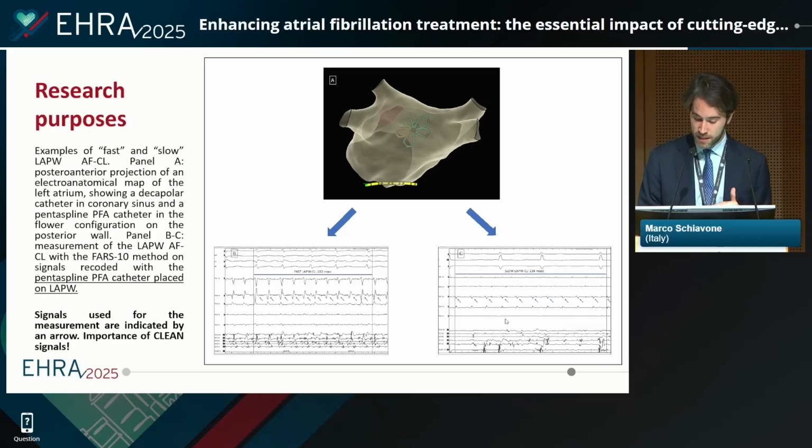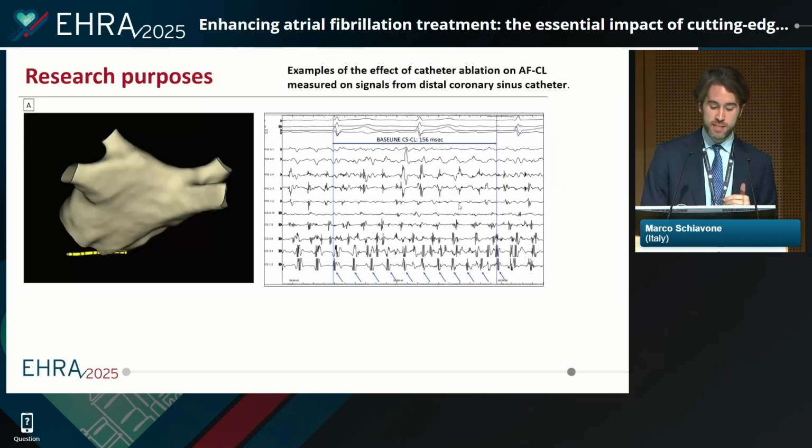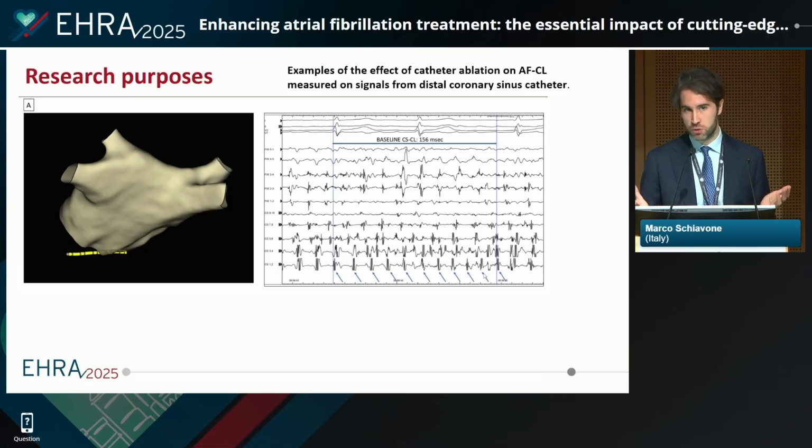Here you may see an example of a slow area of conduction of the left lateral posterior wall, and you may see how the signals are very low in their amplitude, and here if you have noise, you're never going to measure anything. This is an example of signals measured on the coronary sinus. For example, this was a pre-PVI measurement, and here you may see how you have these sharp signals that you can measure appropriately without any pain, let's say.